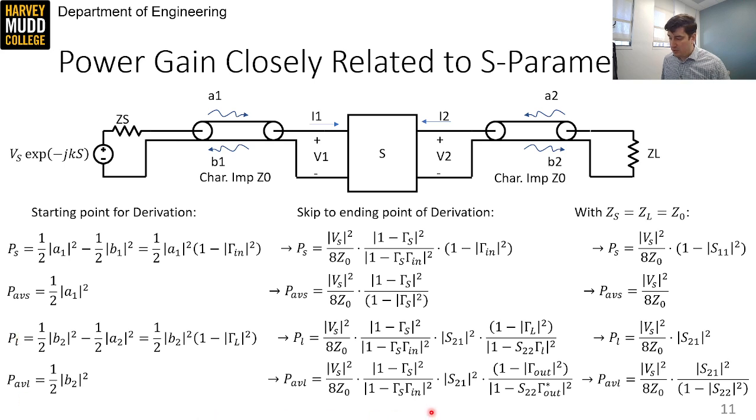And that gamma out term down here becomes important when we match the input and the output. In PL, this S22 value fell out of the equation because gamma L was 0. But in PAVL, since we assume a conjugate match, this gamma out star doesn't necessarily go to 0. It in fact becomes S22 star. And so the magnitude of S22 remains a part of our PAVL expression because we are accounting for the conjugate match at the load.